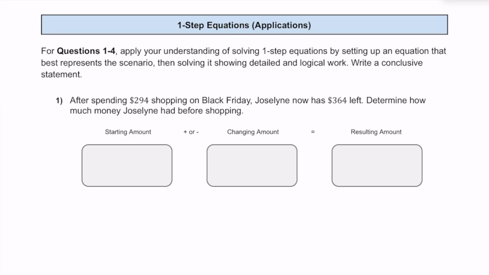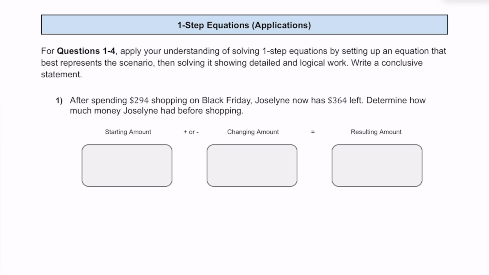Let's practice a few application word problems that apply our understanding of one-step equations. We're going to be covering 4 different examples here. We're going to make sure that we set up an equation first that best represents the scenario that we're given, and then show detailed and logical work using each of our properties to get a solution. Because it's an application word problem, we'll write a conclusive statement at the end.